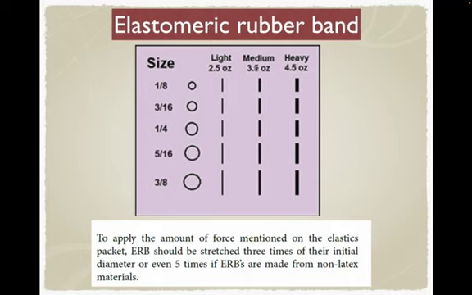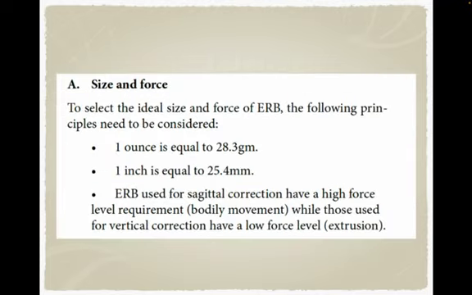And as you can see, the amount of the force is measured in ounces. So you have, like, 3.5 ounces. So if I use, for example, 5/16, and I'm going to use medium, I'm going to get 3.5 ounces. Now to get this 3.5 ounces, you need to use the elastics in a way that the elastic will be stretched 3 times its original size to get you the force that is written here. It's worth mentioning that an ounce is about 28 grams.